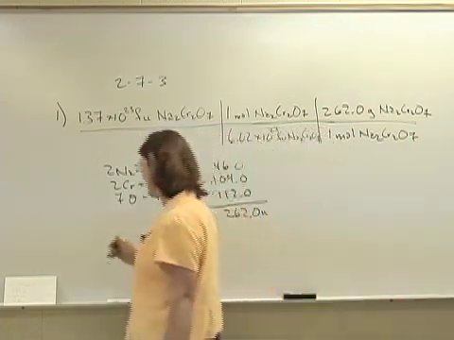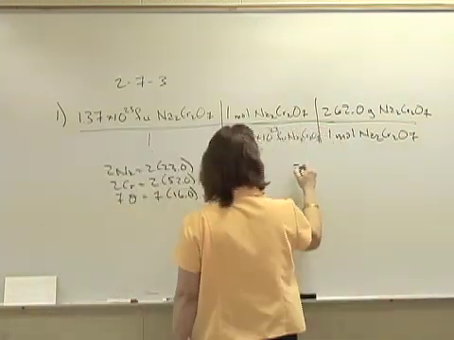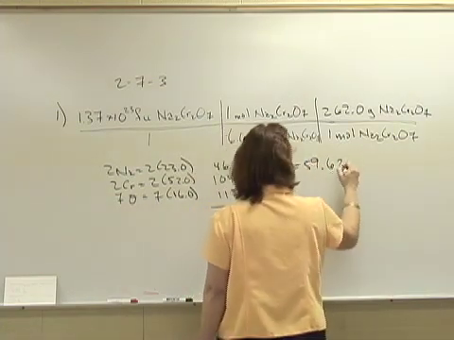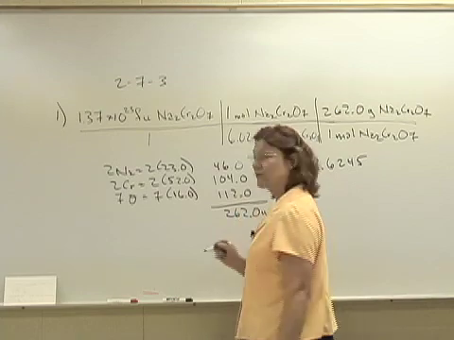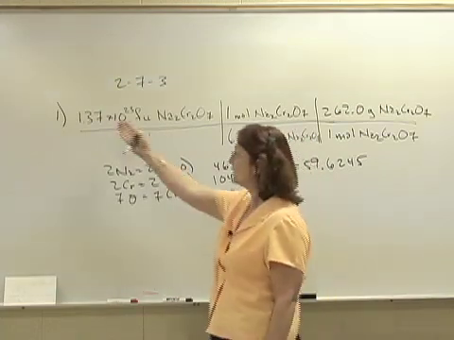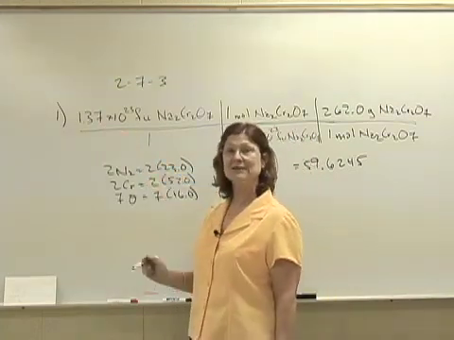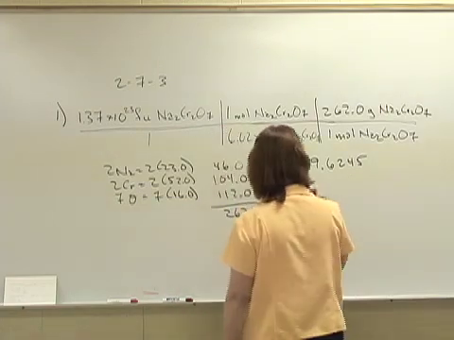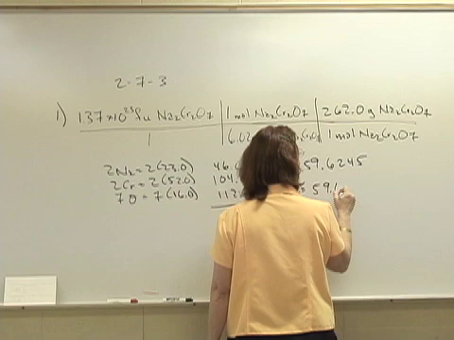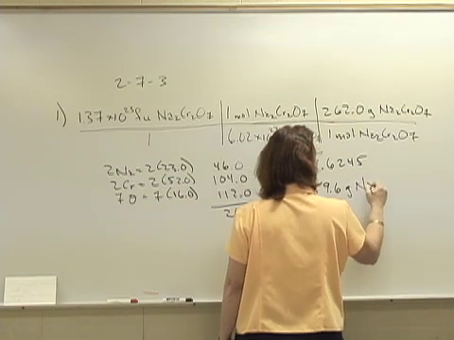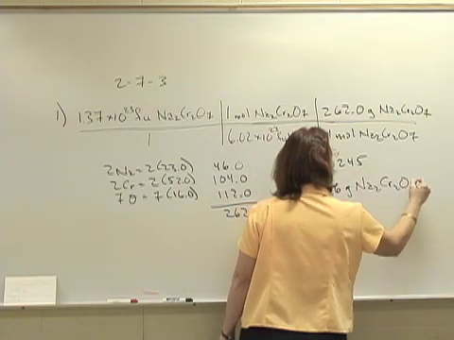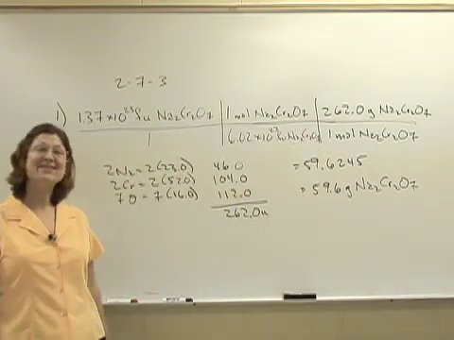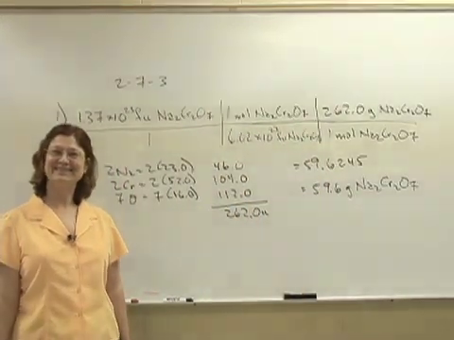And when I multiply it out, I get 59.6245. And for significant digits, I go back to my original number, which had 3 significant digits. Therefore, my answer must have 3 significant digits. 59.6 grams of sodium dichromate. And that's the answer to number 1.